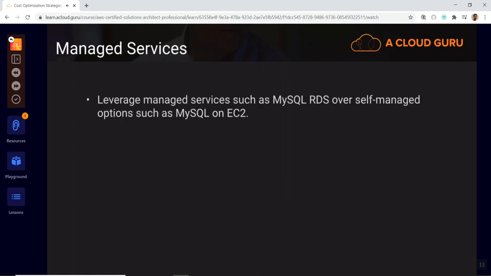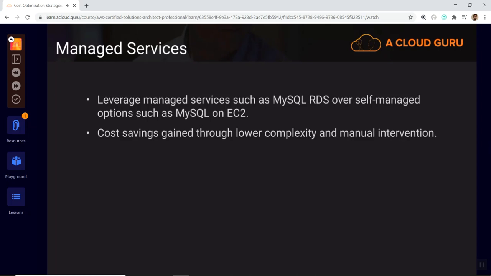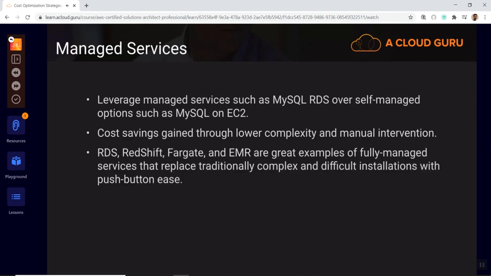Now back to talking about those soft costs. If we're able to leverage some of the managed services that AWS provides to offload administrative responsibility, well, then that's a good thing, and that's going to drive our costs down. So for example, if we can use MySQL RDS rather than running MySQL on an EC2 instance, we're going to have a lower total cost of ownership. And we're going to gain that cost savings through not having to worry about the complexity or all the manual intervention that might be required. RDS, Redshift, Fargate, and especially MapReduce, setting MapReduce up manually is just a big hassle and a big headache. So using these fully managed systems can really help us lower the complexity and lower the cost.